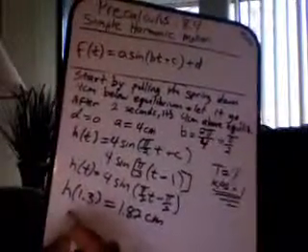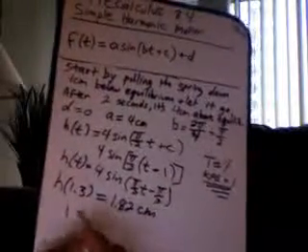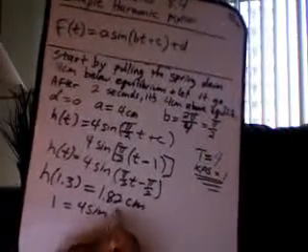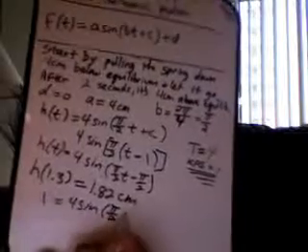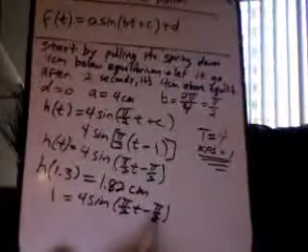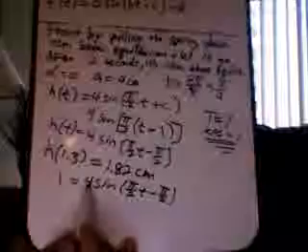Another thing they might ask you is, at what time is this thing 1 centimeter above equilibrium? In that situation, what they're asking for is for you to solve this equation. The height, h, is 1, and we don't know t. We can graph this and see where they intersect, and that's a fine way to solve this. Or we can divide by 4, take the inverse sine, and unravel this for t, and that's also a fine way to do it.